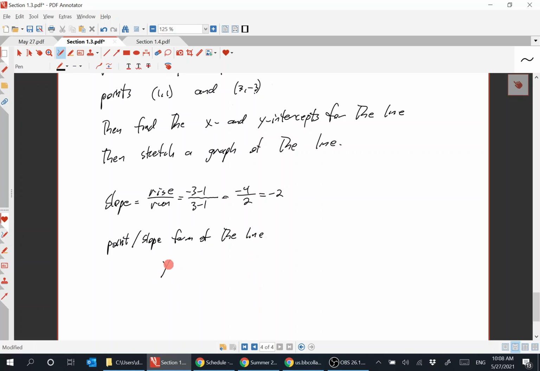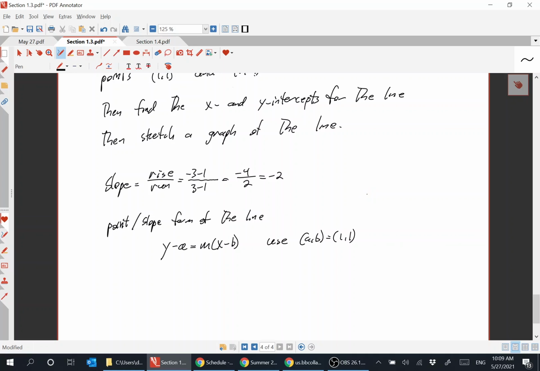All right, so that's y minus a equals m times x minus b. And we'll use (a, b) equal to, now you have 2 points to pick from, I'll just use (1, 1). You could use (a, b) equal to (3, -3), doesn't matter. Okay, so I have y minus 1 is equal to minus 2 times x minus 1. So this is the point slope form.